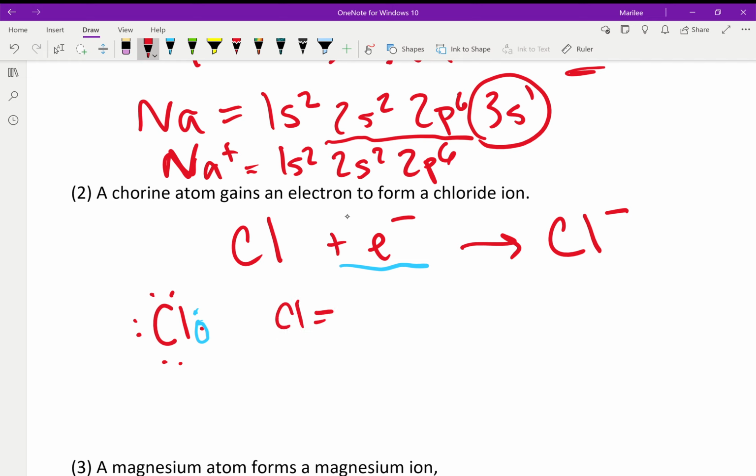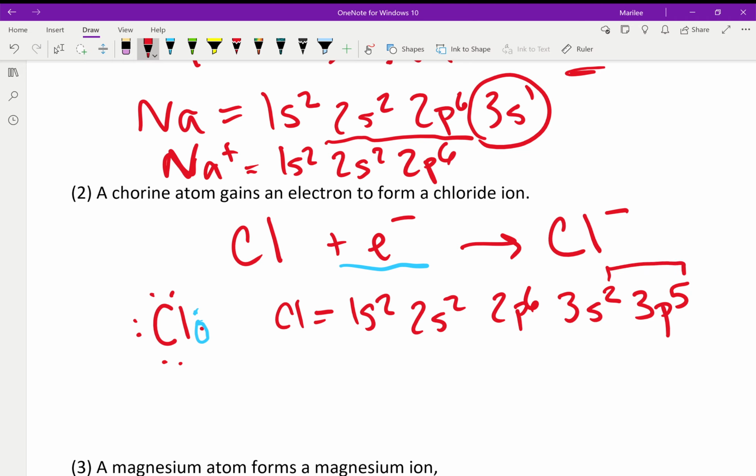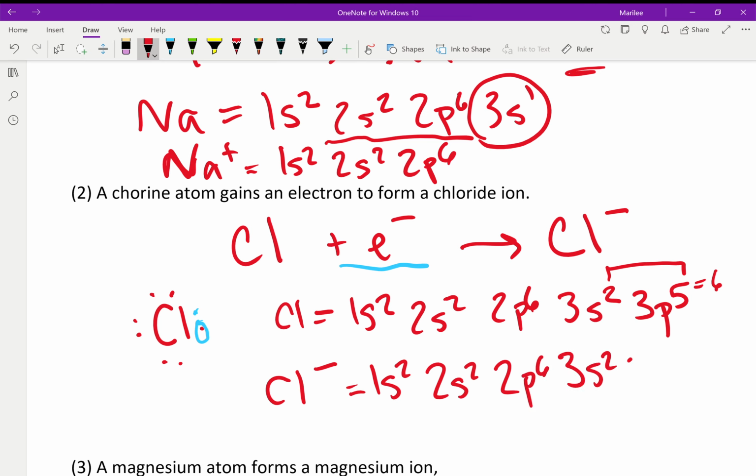Chlorine is 1s2, 2s2, 2p6, 3s2, 3p5, right? So if you look here, we have 5 plus 2, that's 7. So we want this to be 8. We want this 5 to equal 6, right? So our Cl- will be 1s2, 2s2, 2p6, 3s2, 3p6. This will have our most outer valence shell completely filled.